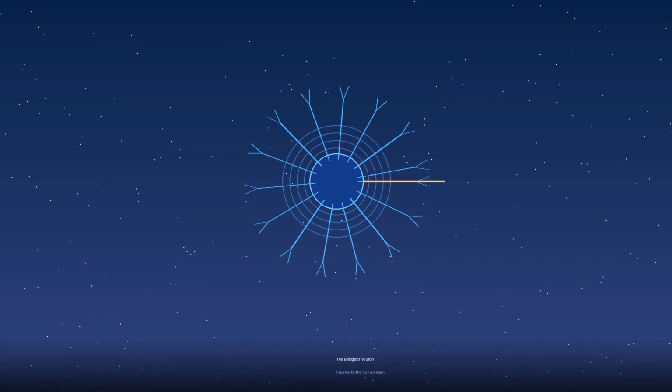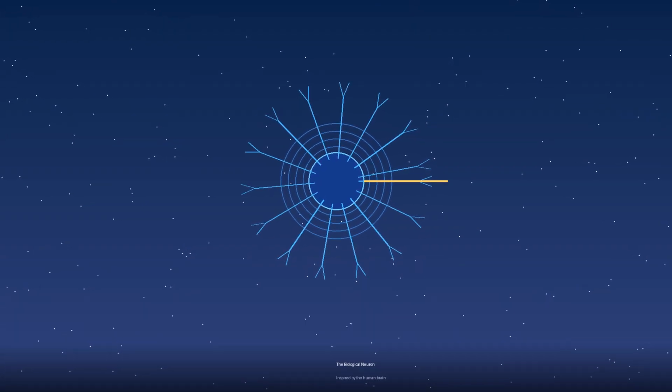Neural networks are inspired by the human brain. A biological neuron receives signals through dendrites, processes them in the cell body, and sends output through the axon. This simple unit is the foundation of all learning in the brain.